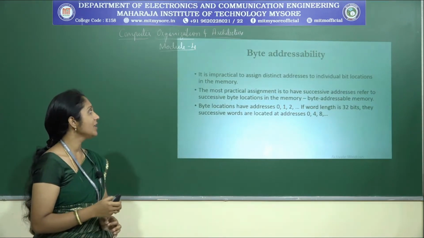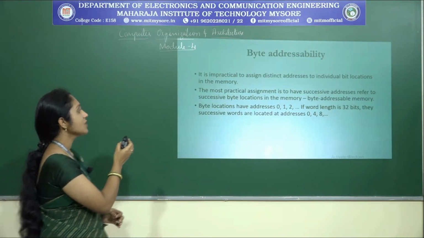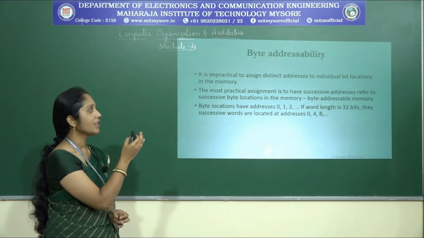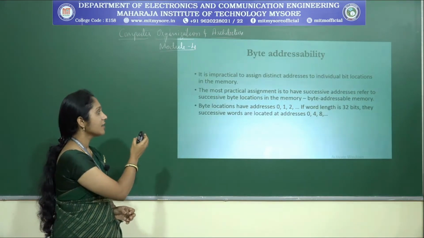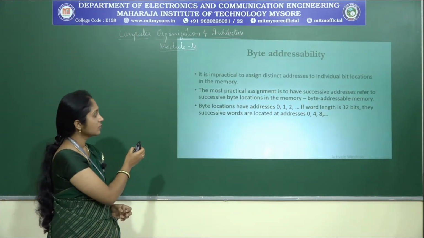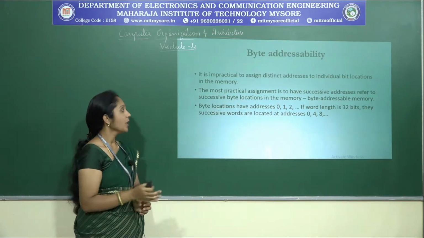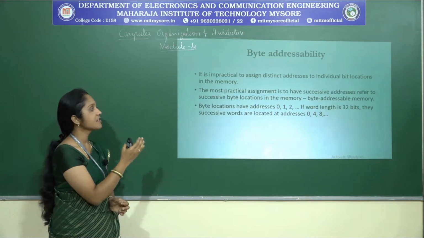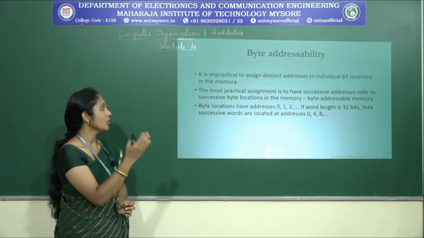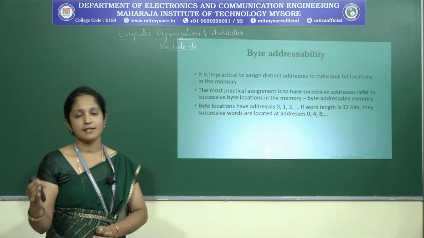So what is byte addressability? If you consider the addressing, byte locations have addresses 0, 1, 2, etc. And if the word length is 32 bits, their successive words are located at addresses 0, 4, 8, etc.